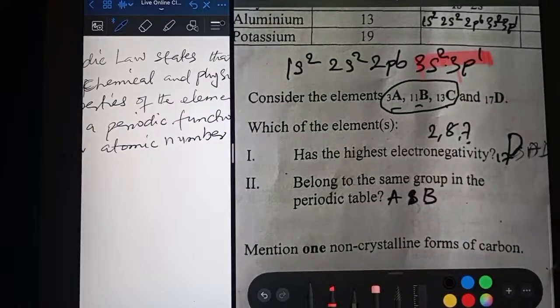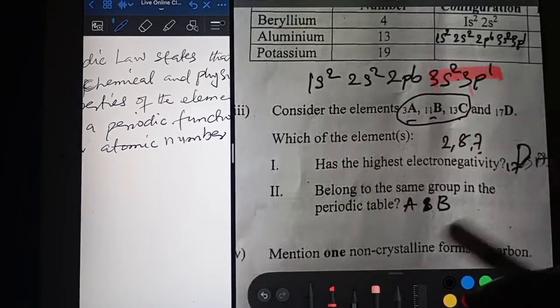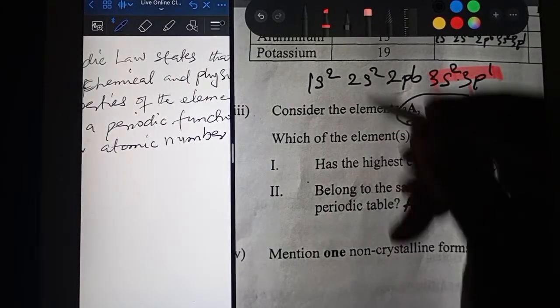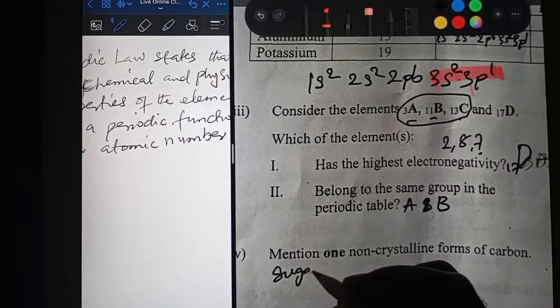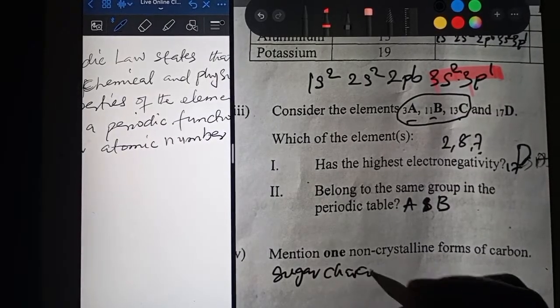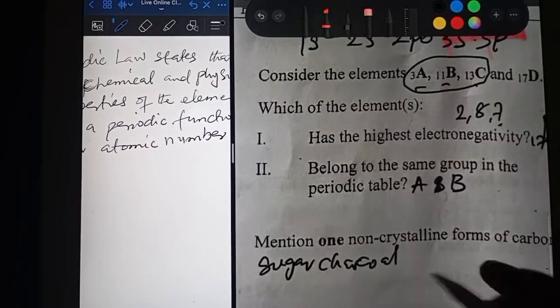All right, we now move on. They say mention one non-crystalline form of carbon, that is, any amorphous carbon. You can say as many as you can: sugar, charcoal, or just charcoal. Okay, then lamp black.